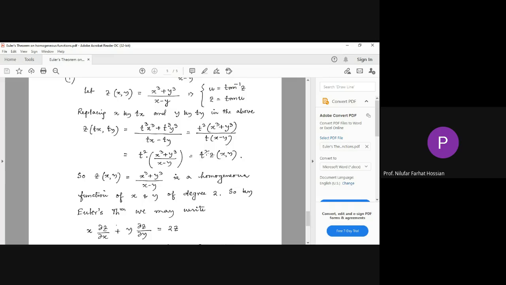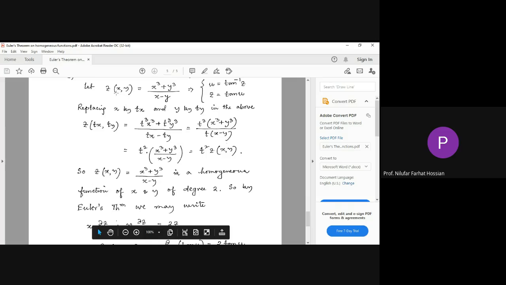Yes. So since this z of x, y is a homogeneous function of degree 2, you can use Euler's theorem on this function. Your function is z and the variables are x and y. So using Euler's theorem, you can write it like this: x into del z by del x plus y into del z by del y equal to n, and n is 2 here. So 2 into z. Am I right?